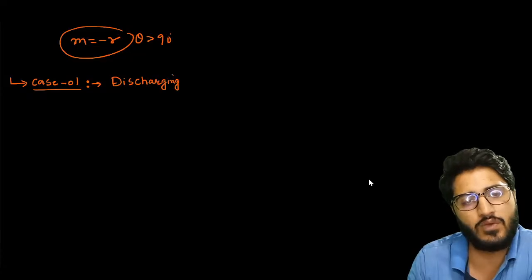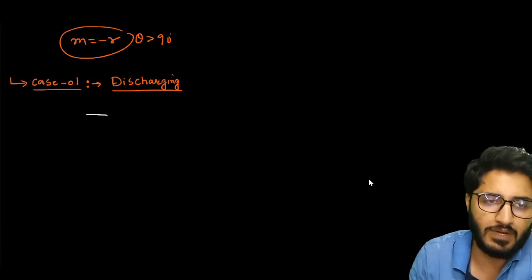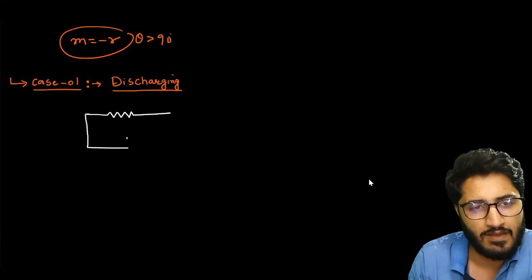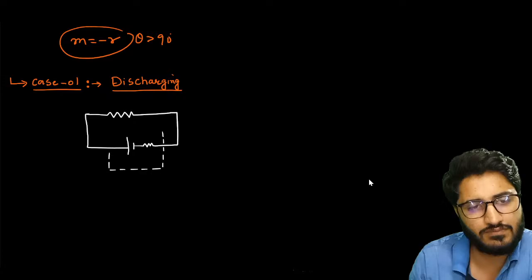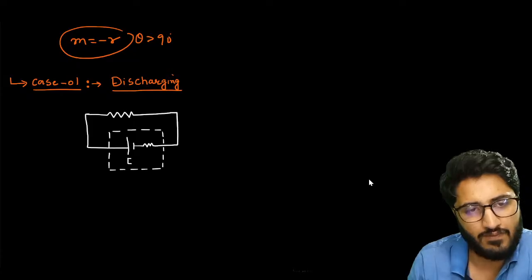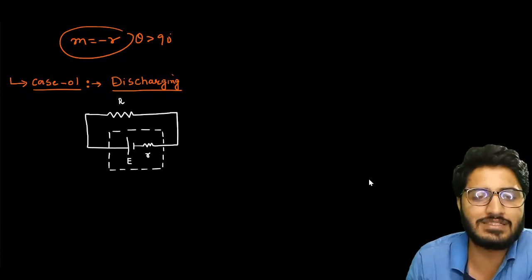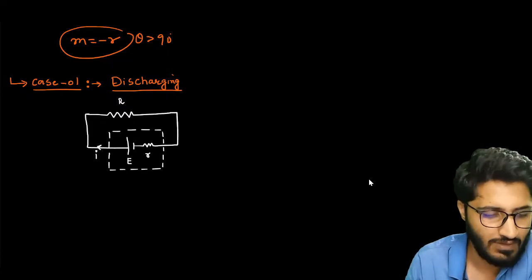How will you label whether your cell is discharging or charging? Look, this is my external resistance R with my battery or cell with its internal resistance. The dotted line represents the structure of the cell, with EMF E, internal resistance r, and external resistance R. Suppose the current through the circuit is I.